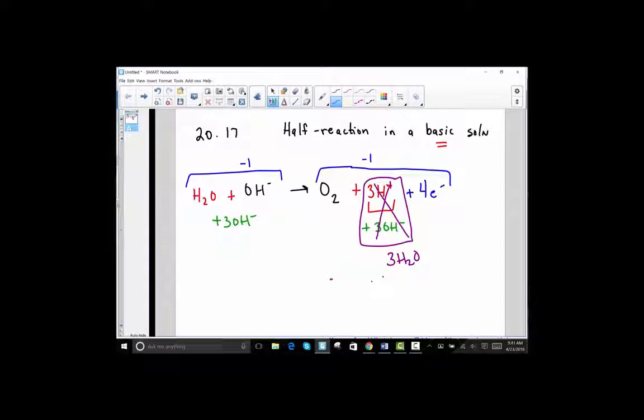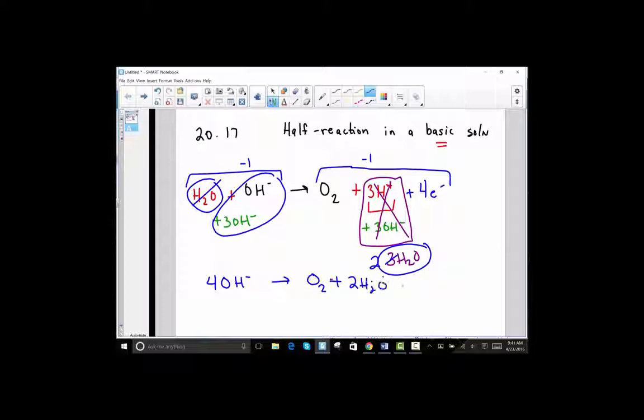So let's consider the overall simplified equation. We have a total of 1 water on the left with 3 waters on the right. I can eliminate 1 on the left, leaving me a remainder of 2 over here. And I can combine the total number of hydroxides on the left side. And let's just write down what we have. We have 4 units of OH negative, the base ion, forming molecular oxygen O2, and we have 2 waters remaining and a total of 4 electrons.